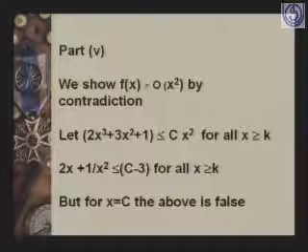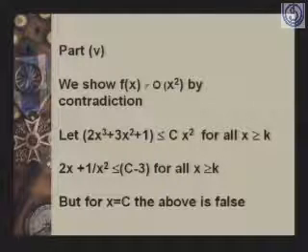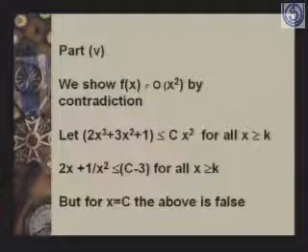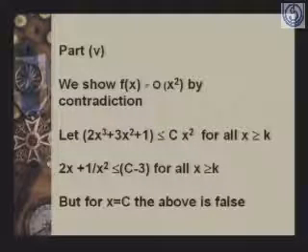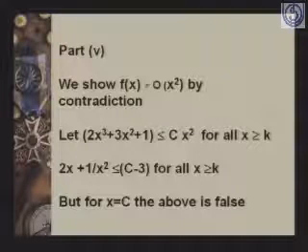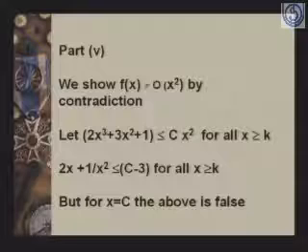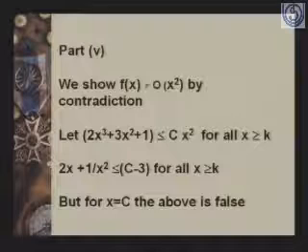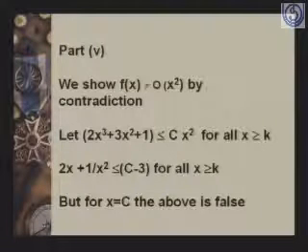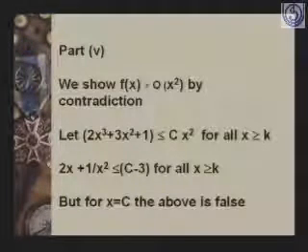Now friends, you see, x is a variable and c − 3 is a constant. If I take the value of x as c, what will we get? 2c is less than or equal to c − 3. That is, c is less than −3, whereas c is a positive number. Again it is a contradiction. And this contradiction arises because we started with the assumption that f(x) is equal to order of x². Therefore, through this contradiction we get that f(x) is not of order x².